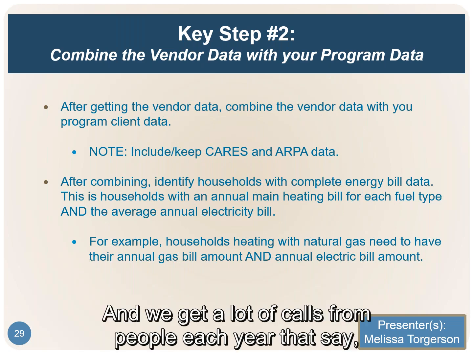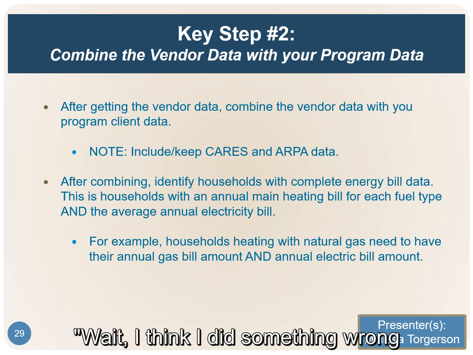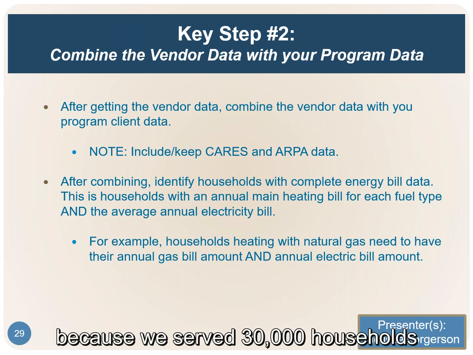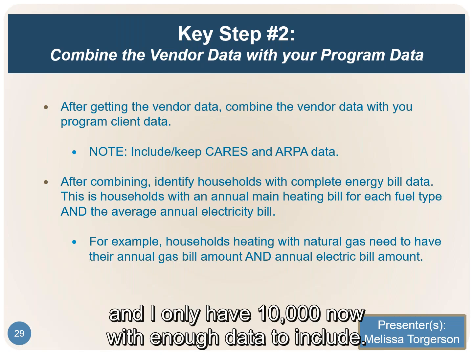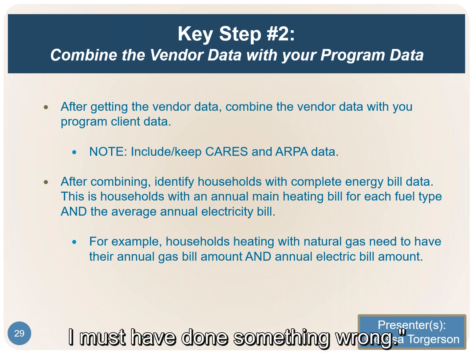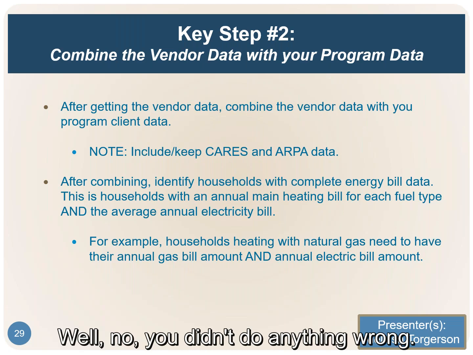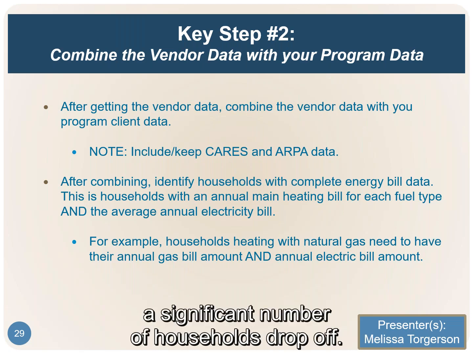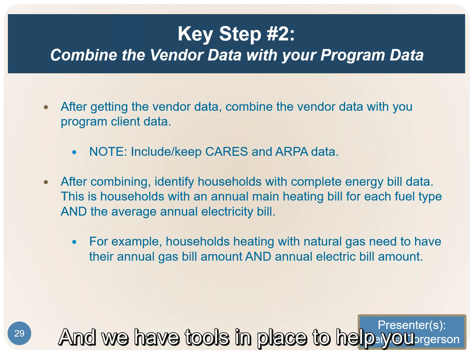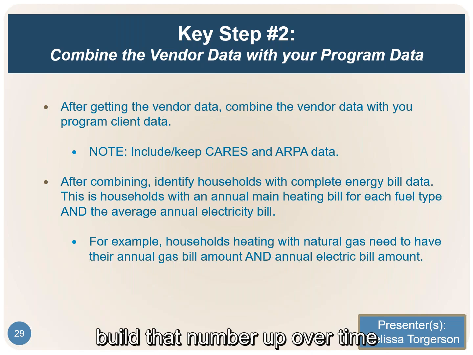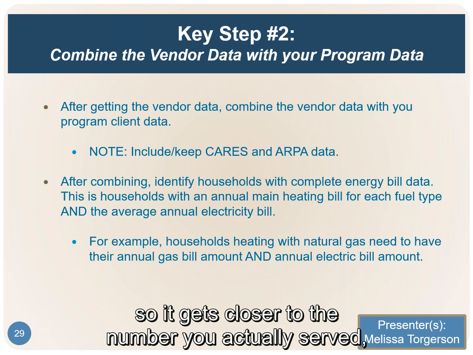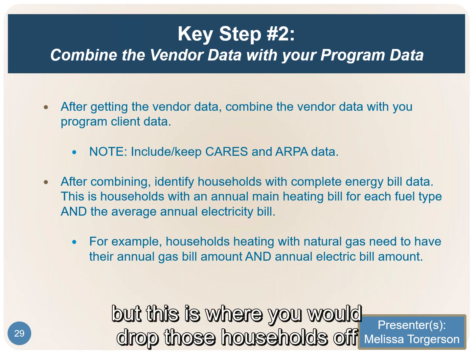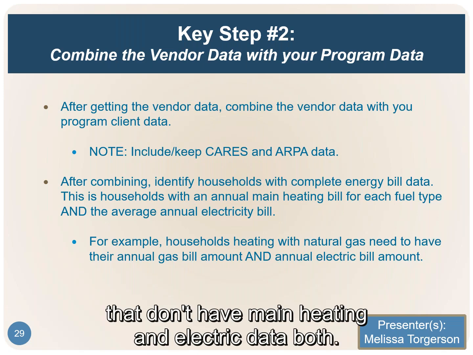And we get a lot of calls from people each year that say, wait, I think I did something wrong because we served 30,000 households and I only have 10,000 now with enough data to include. I must have done something wrong. Well, no, you didn't do anything wrong. It's normal to have a significant number of households drop off. And we have tools in place to help you build that number up over time so it gets closer to the number you actually served. But this is where you would drop those households out that don't have main heating and electric data both.